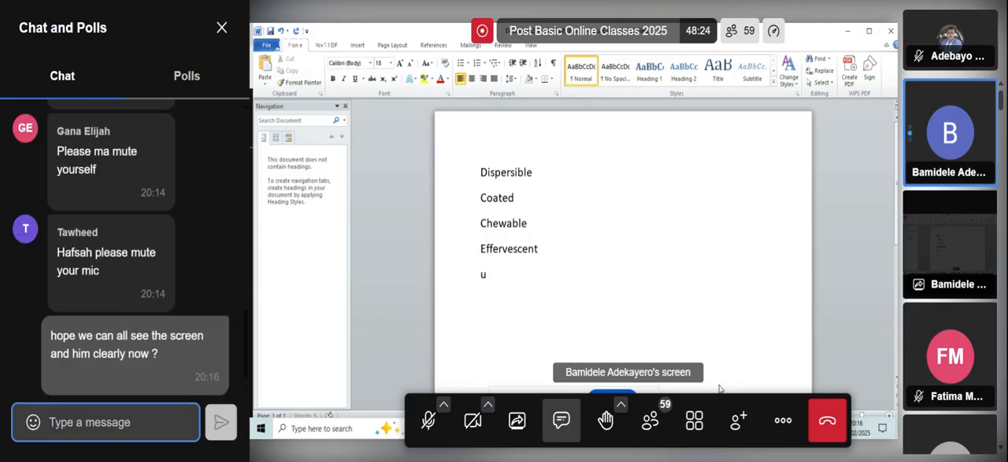We have some that are sublingual, sublingual or buccal.